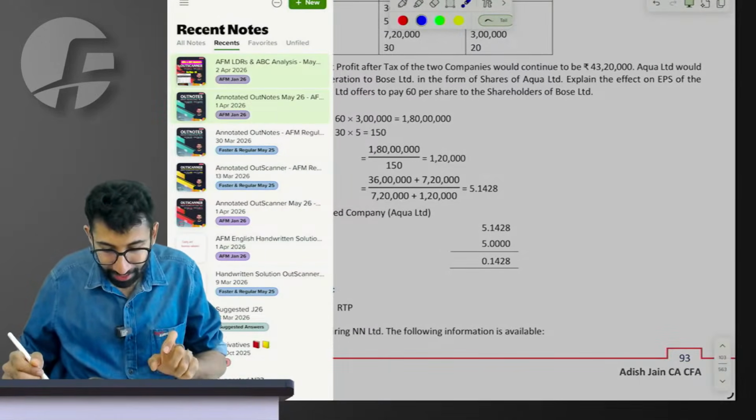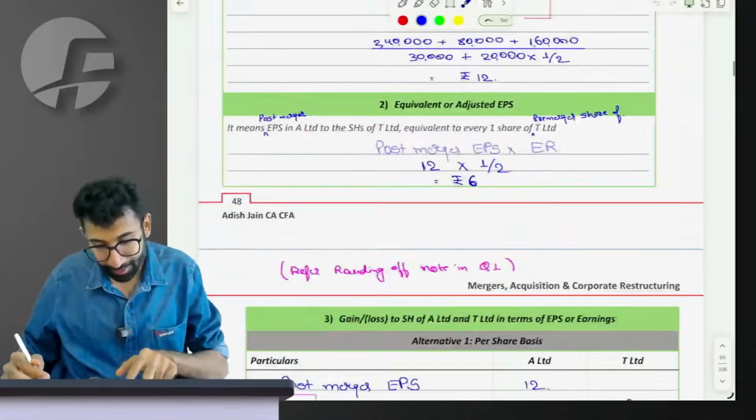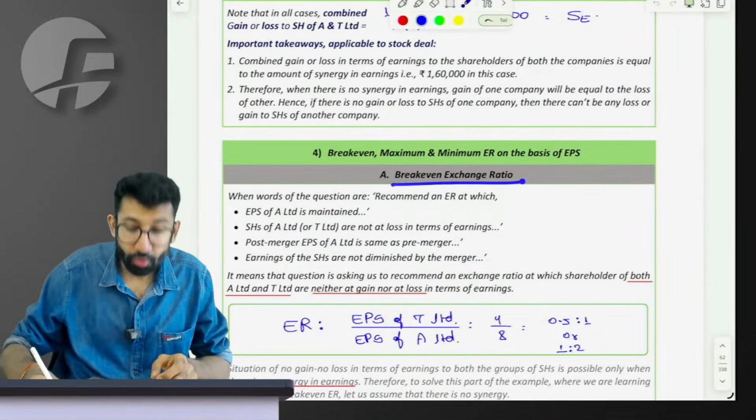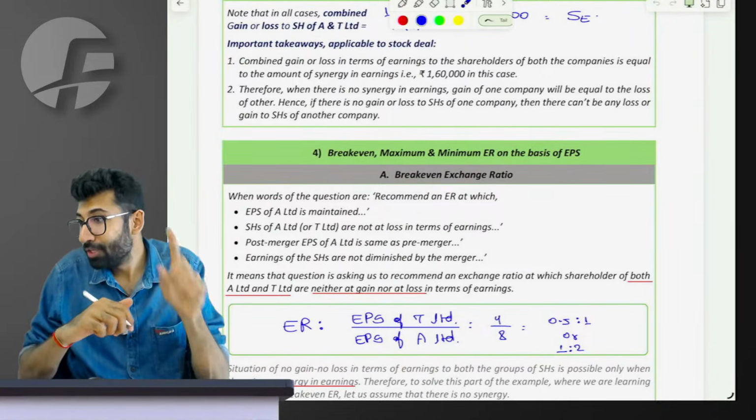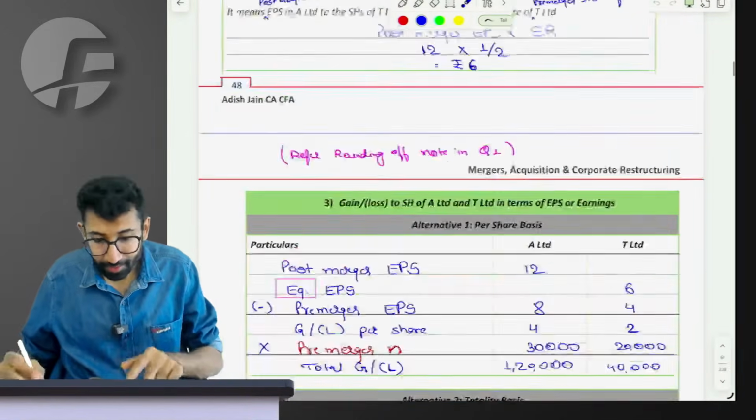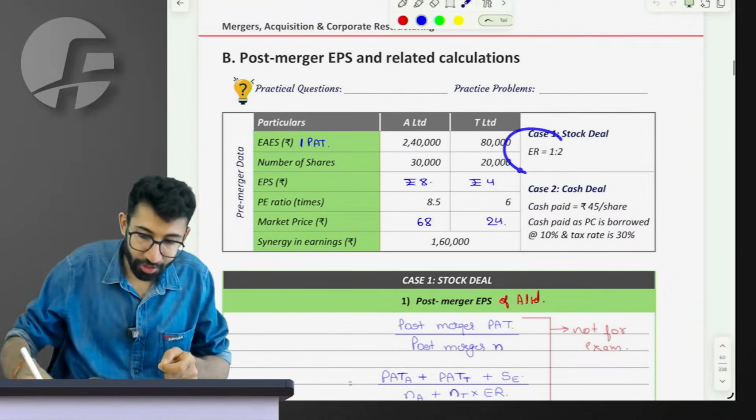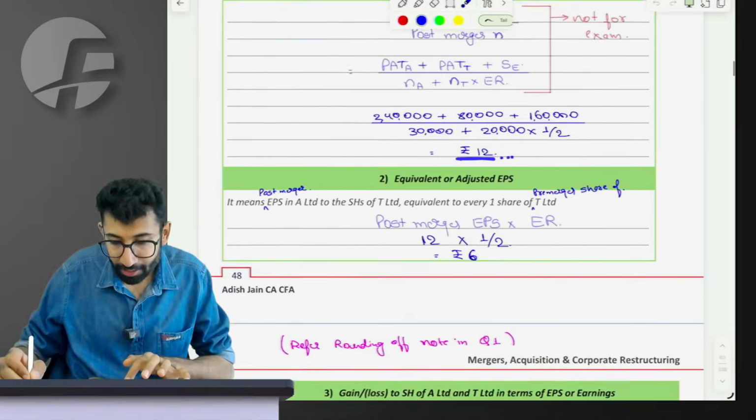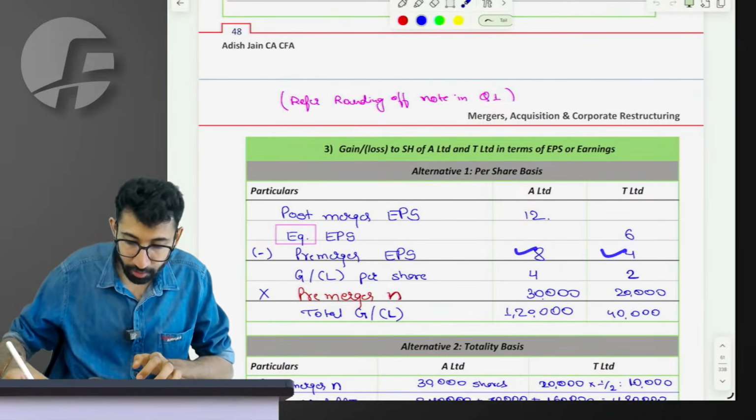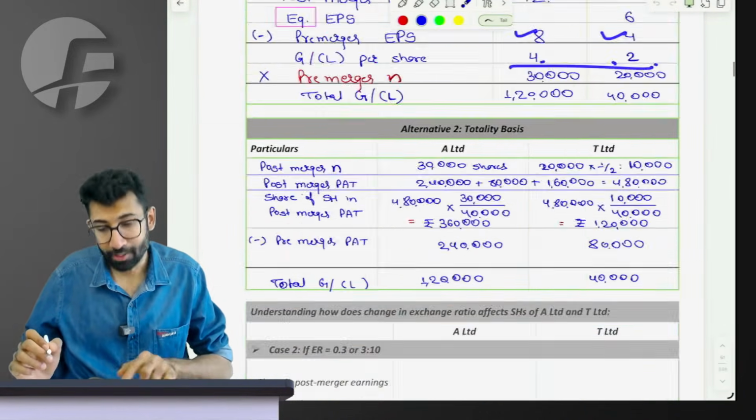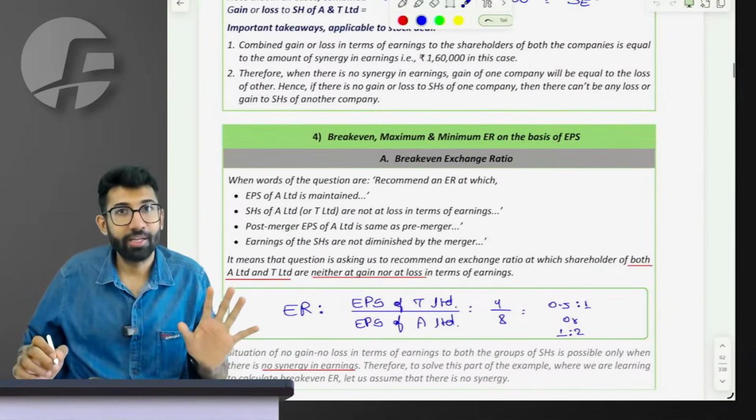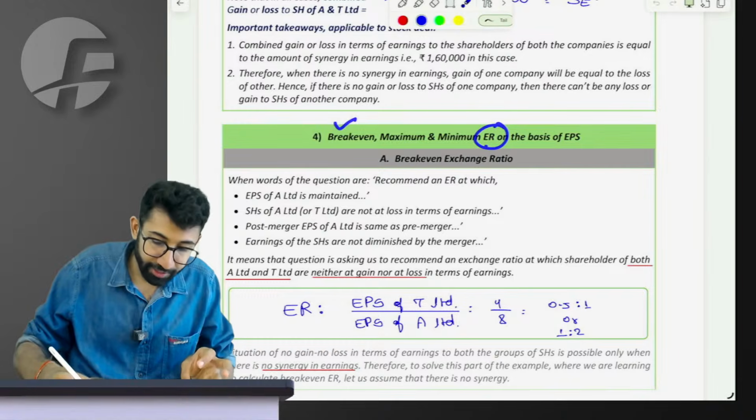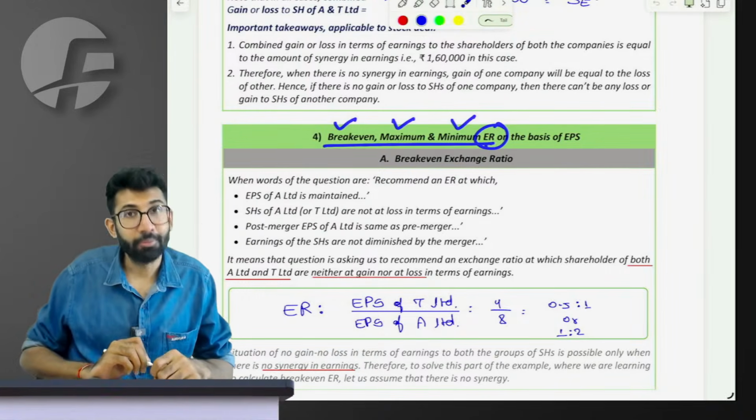Before I teach you, everyone in the class, you will have to learn the concept. The concept now is to find an exchange ratio. What we have been doing so far is we had been given the exchange ratio, and accordingly I was trying to find out how much the post-merger PAT would be and how much the gain or loss would be. Now the examiner is not asking for the gain or loss. It is trying to guide you to an exchange ratio. First, we will learn break-even, then we will learn maximum, then we will learn minimum.